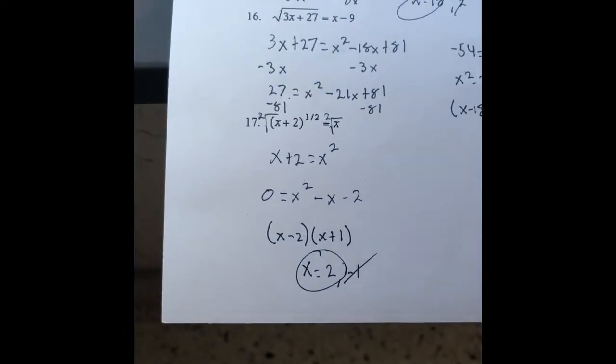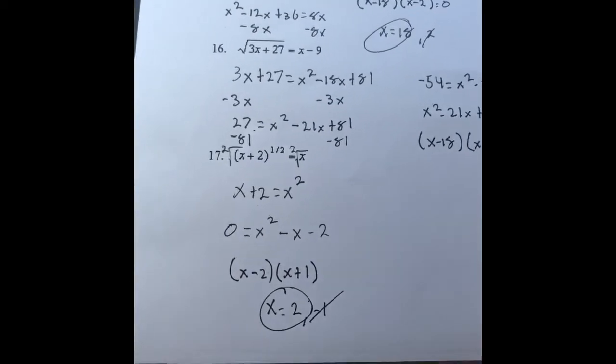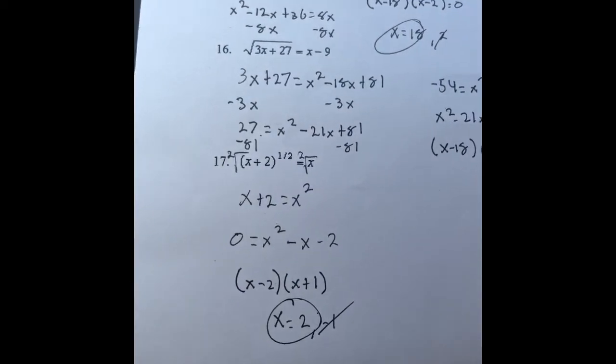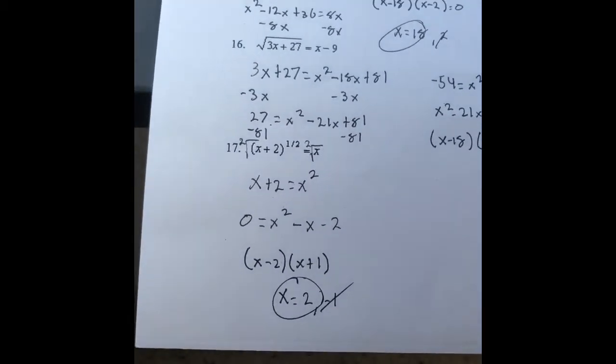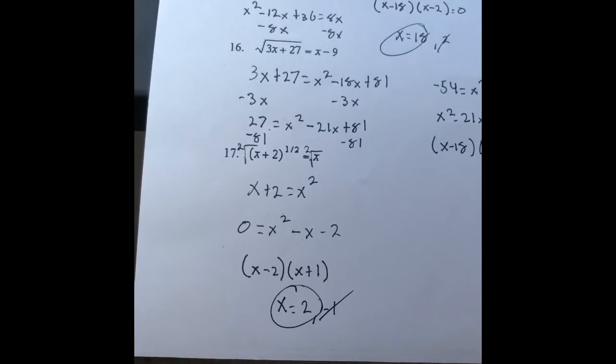For 17, you square both sides, which gets rid of the 1/2. Then you're left with x plus 2 equals x squared. You set this equal to 0 to make it factorable. When you factor it, you get x minus 2 and x plus 1.